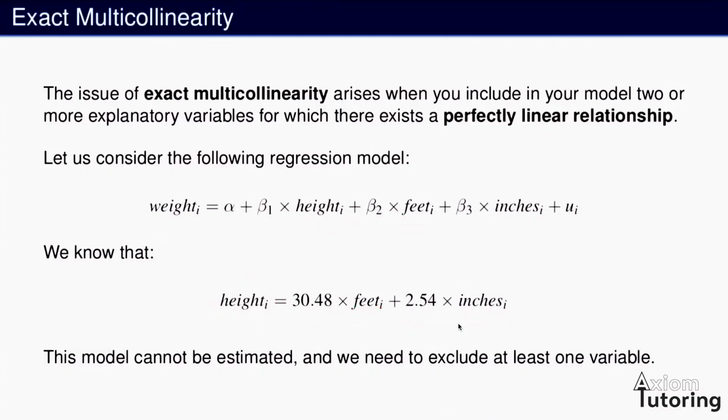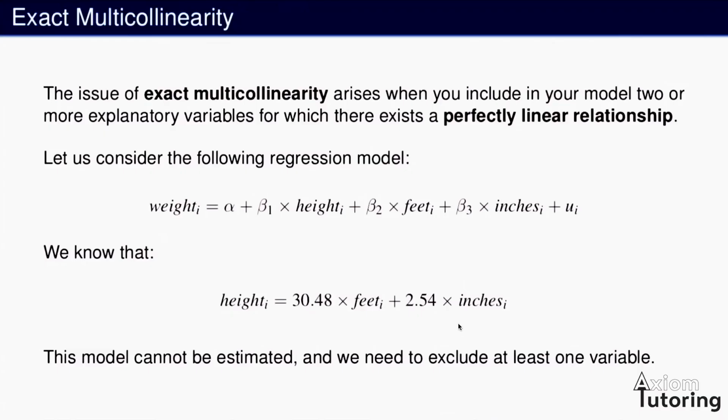So whenever that happens, the model cannot be estimated, and we need to exclude at least one variable. That's something that very often your regression software will tell you, and it will automatically exclude one of the variables. So that's the problem of exact multicollinearity, and it's usually relatively easy to avoid. When you see that your software has excluded some variables, that is always a problem of multicollinearity, and you can figure out what the problem is.